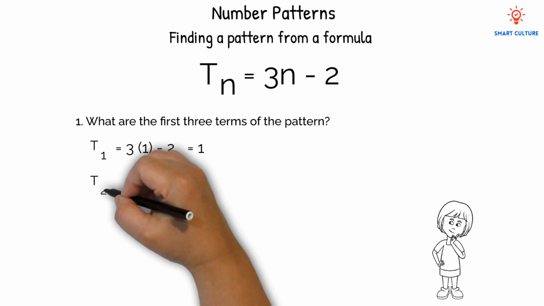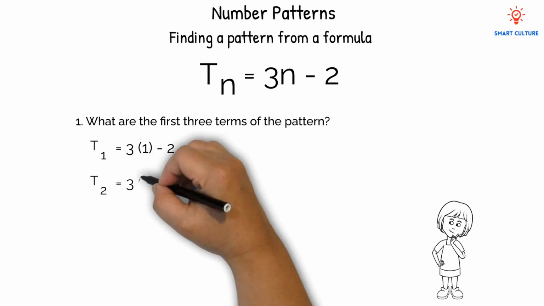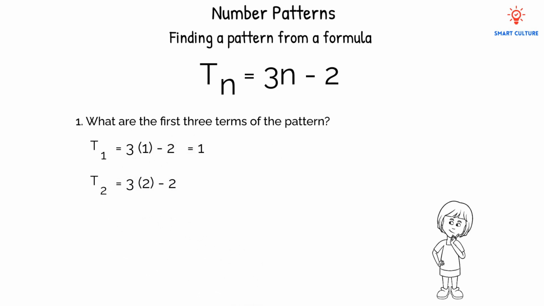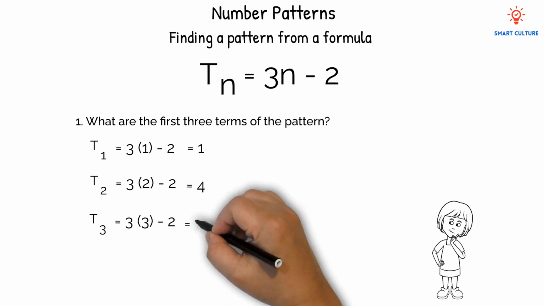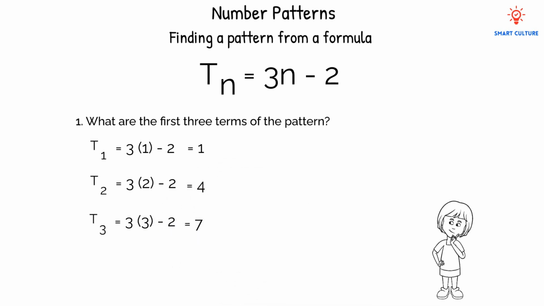Next, the second term, n equals 2. So T2 equals 3 times 2 minus 2, which equals 4. The third term, where n equals 3. T3 equals 3 times 3 minus 2, which equals 7.